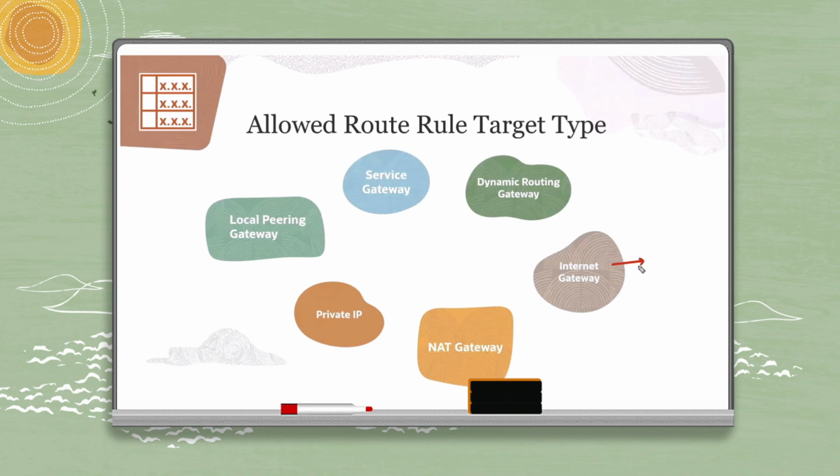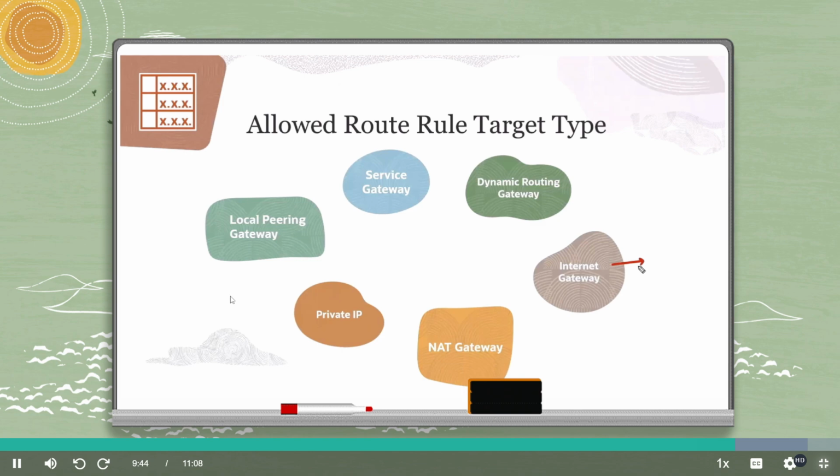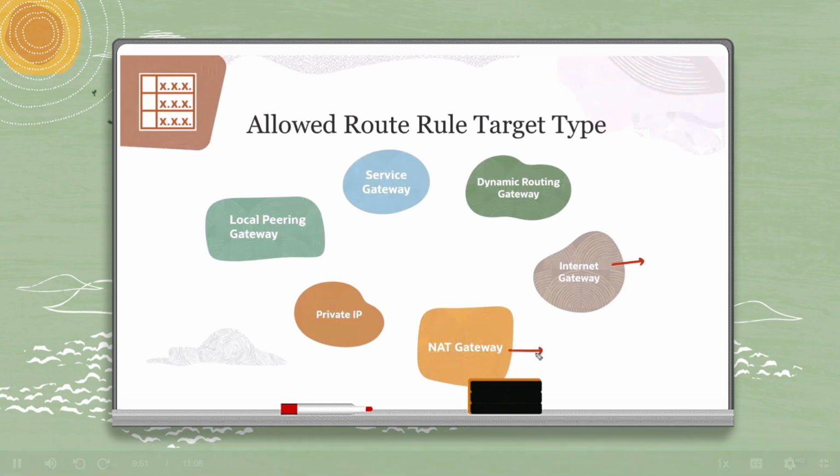Typically, it will be there as a target in case of public subnets that need direct access to the internet. NAT gateway will be there in the route table for private subnets in case the instances in the private subnets want to download something from the internet, and that is going to be unidirectional, not bidirectional. Service gateway, I have already explained. It is used in case the subnets need private access to Oracle services like object storage.